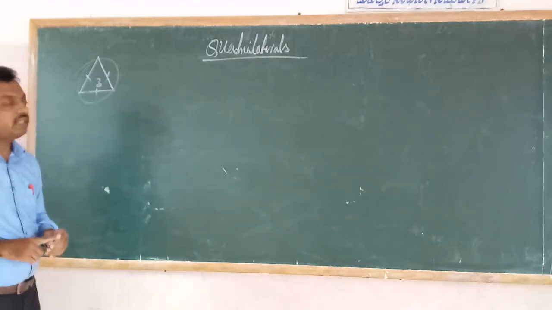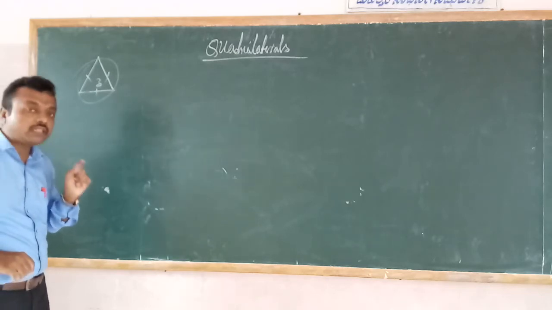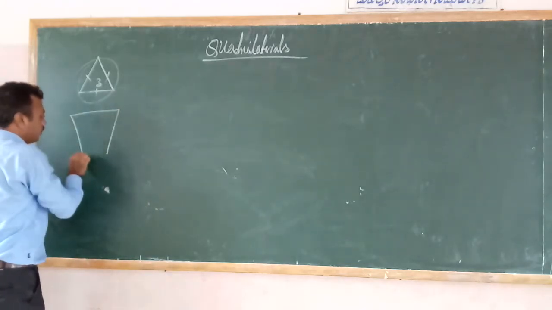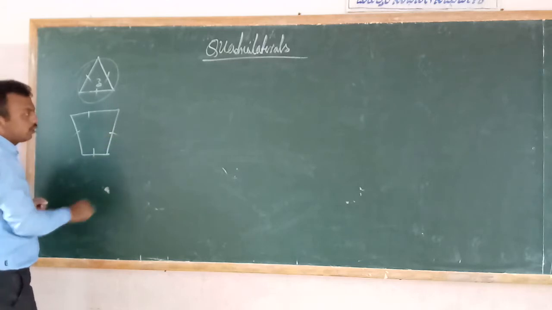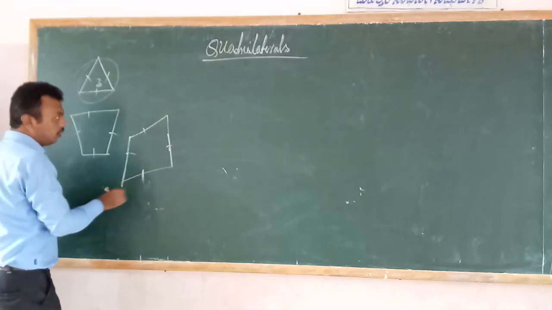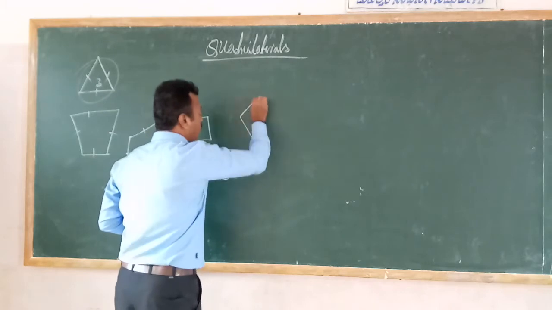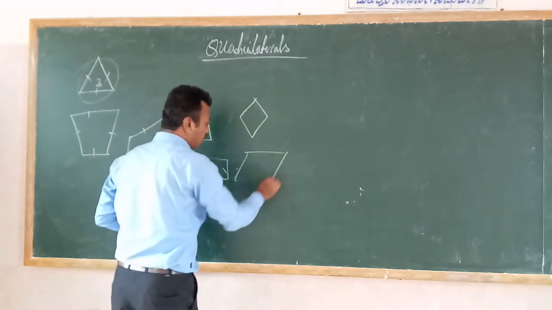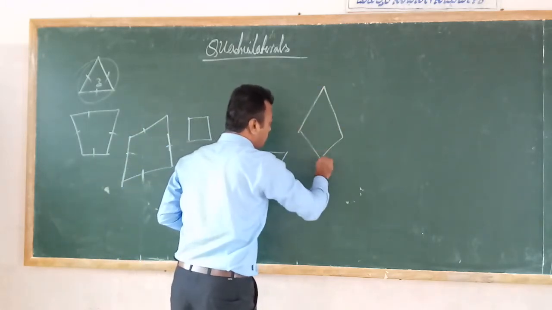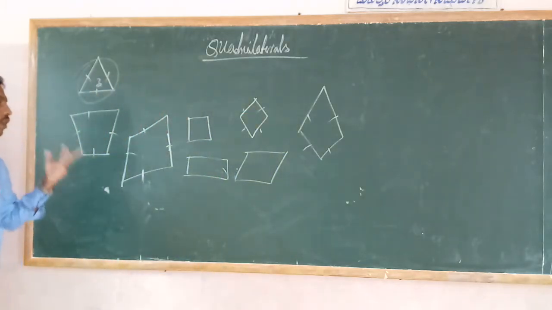So what does quadrilateral mean? Quad, how much? What is the value of quad? Quad is 4. Lateral means side. A figure with four sides is a quadrilateral. For example, like this: any four sides, 1, 2, 3, 4 sides. So this is also a quadrilateral, and this is also a quadrilateral, and this is also a quadrilateral. So any four sides, understood? Any figure with four sides we call a quadrilateral.